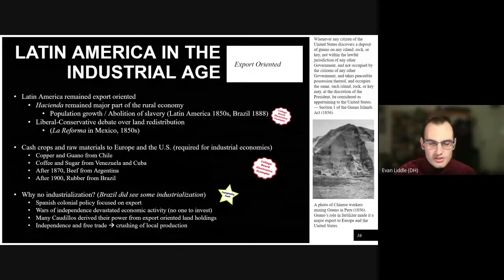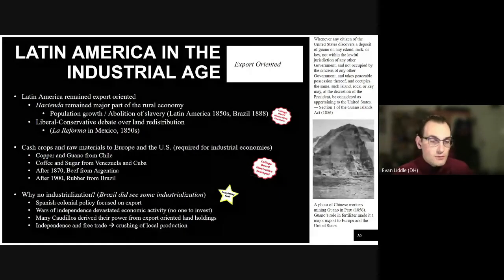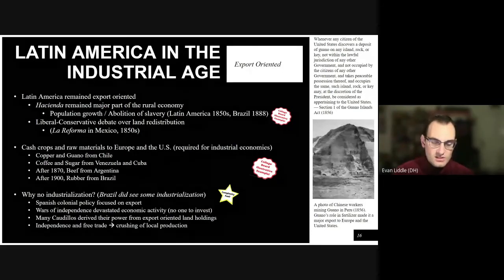Although there was debate between liberals and conservatives over what to do with the land, liberals tended to argue about breaking up the haciendas and distributing them to individuals, and conservatives tended to argue that the haciendas were very important and ought not to be broken up. The La Reforma movement in Mexico was an effort by liberal politicians to break up most of Mexico's large haciendas. This was pushed back by the conservatives, who actually invited France to invade and occupy Mexico.